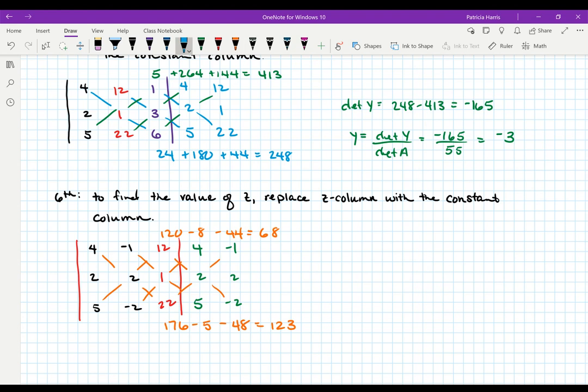Okay, here we go. So the determinant of our Z matrix is 123 minus 68, 55. So the value of Z is the determinant of our Z matrix divided by the determinant of our A matrix.